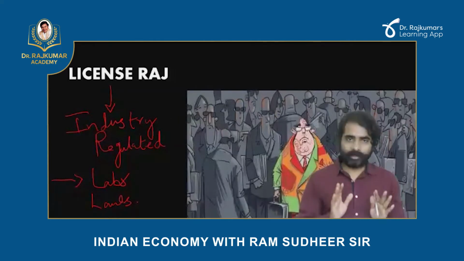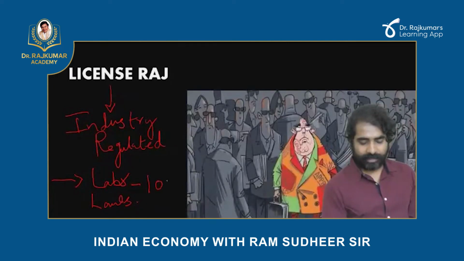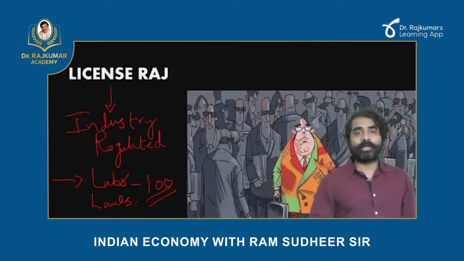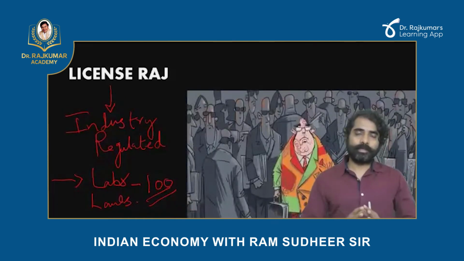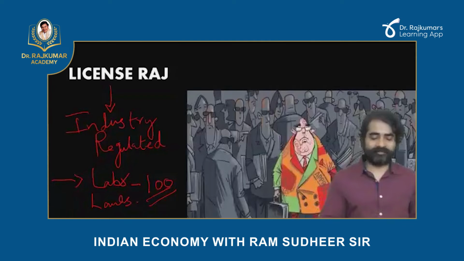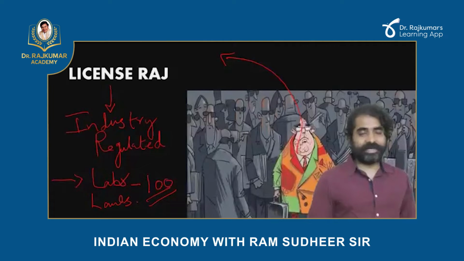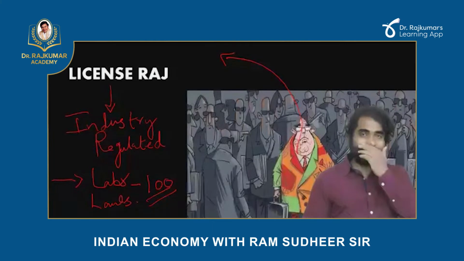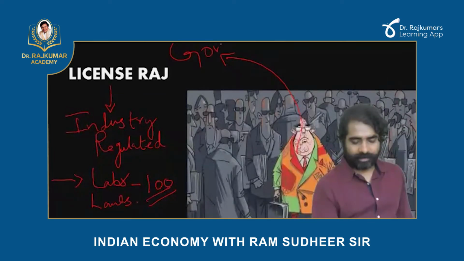According to such labor laws, if there are 100 permanent employees or 100 workers in a company, and you have to retrench labor, if you have to remove labor, you need to take the permission of the Ministry of Labor and Employment. That means you need to take the permission of the government. So the businessmen, one, did not have the freedom to obtain licenses, their hands were tied, rules and restrictions. On the other side, with respect to stringent labor laws, if they have to retrench labor, there also you need to take the permission of the government.